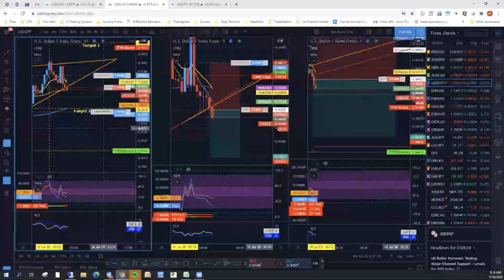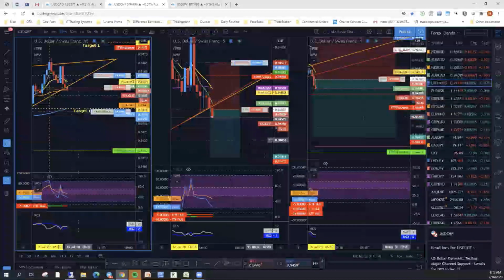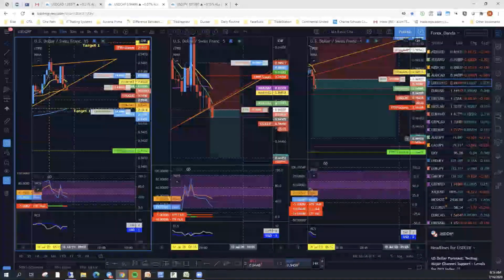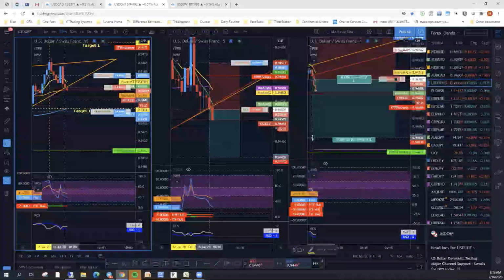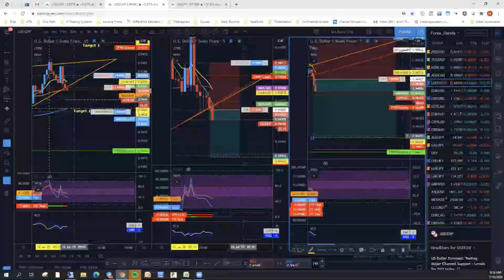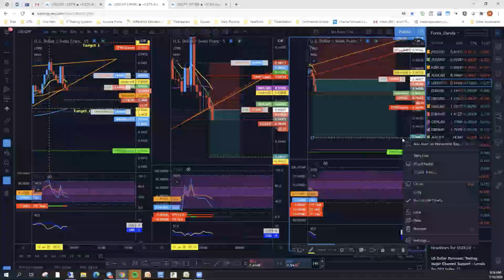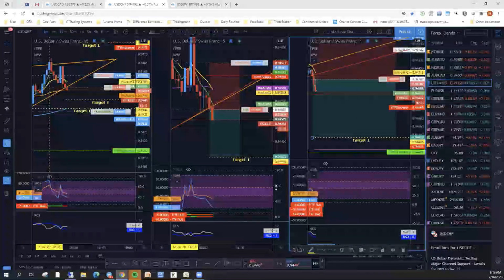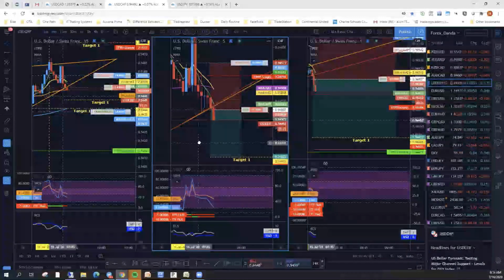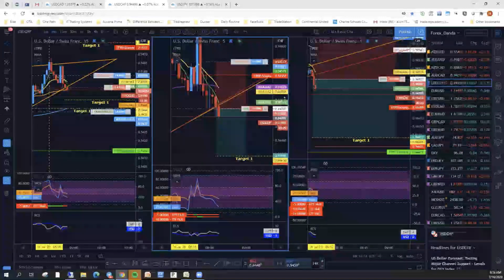And where's your target line for this one? Right now the target's at 94.43. I'll go and put a little mark in here. Oh, the target 1. Good area.